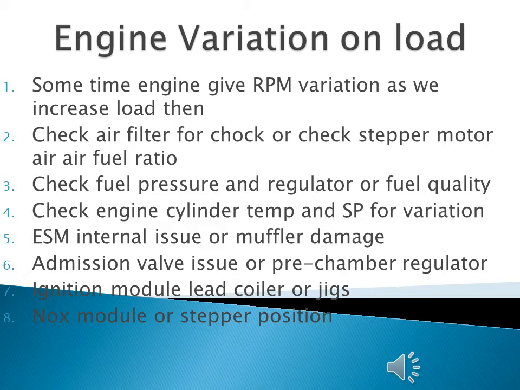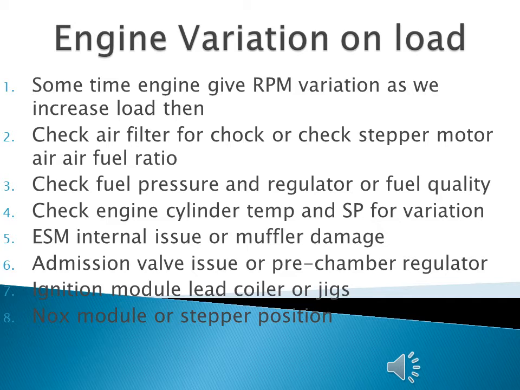You check your air filter, and if your air filter is okay, then you check your stepper motor, that the stepper motor position is fine and your air fuel ratio is good enough to bear the load. If your air fuel ratio is weak and your mixture is lean, then it will not bear the load and will give the RPM variation. And if your air filters are choked, then the engine will not have the required air to bear this load. So that's why your air filter must be clean enough.